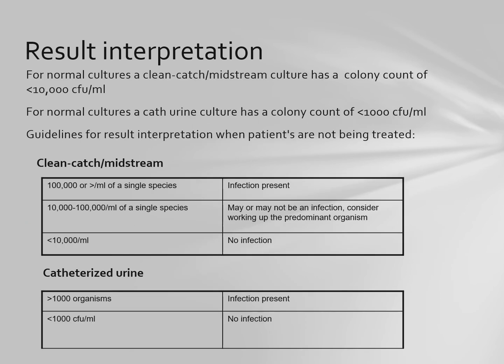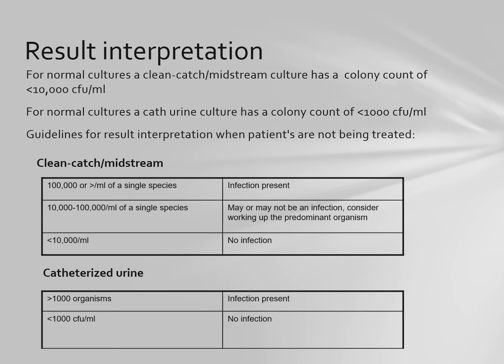So let's go ahead and take a look at what colony counts are considered to be normal for urine cultures. If you have a clean catch midstream and you have a colony count of less than 10,000 colony forming units per mil, that's considered completely normal, and we don't do an organism identification or a sensitivity test. For catheterized urine specimens, a colony count of less than 1,000 colony forming units per mil is completely normal.